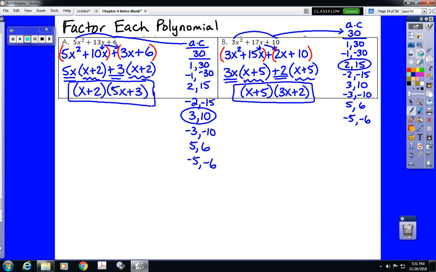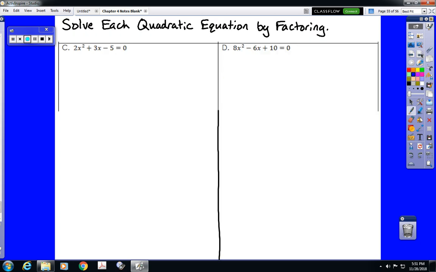This brings us to using this skill to solve quadratic equations. So here we have a couple of trinomial equations where a does not equal 1. So, same deal, we're kind of going to ignore this equals 0 until this is factored. 2 times negative 5. So a times c is negative 10. That means we're looking at pairs of numbers that multiply to equal negative 10, which means one will be positive and one will be negative. And we want the set that adds to positive 3. That would be negative 2 and positive 5.